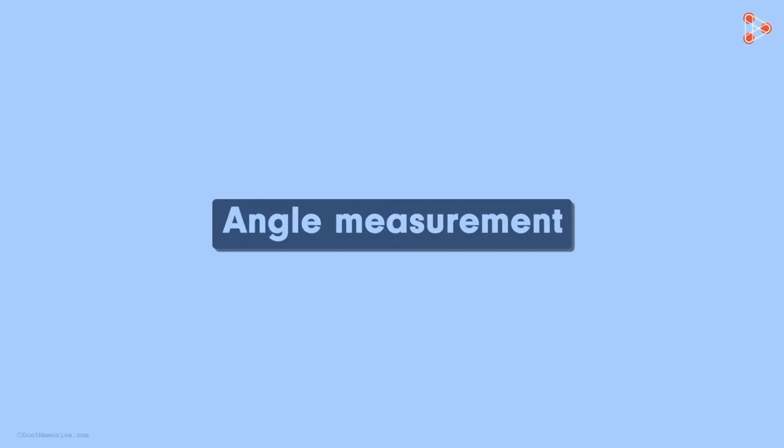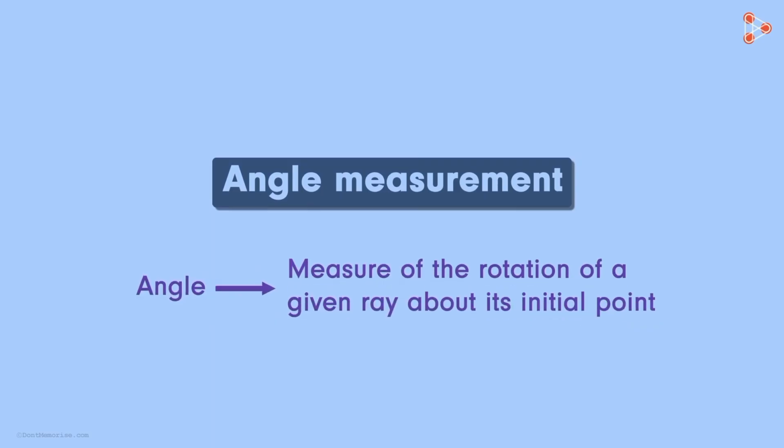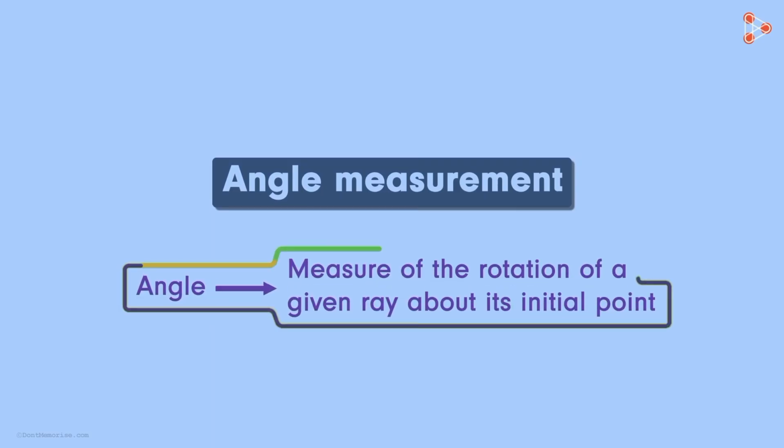So today, we understand the basics of angle measurement which we need for understanding trigonometry in detail. We are familiar with the term angle. Angle is a measure of the rotation of a given ray about its initial point. So what does this mean?